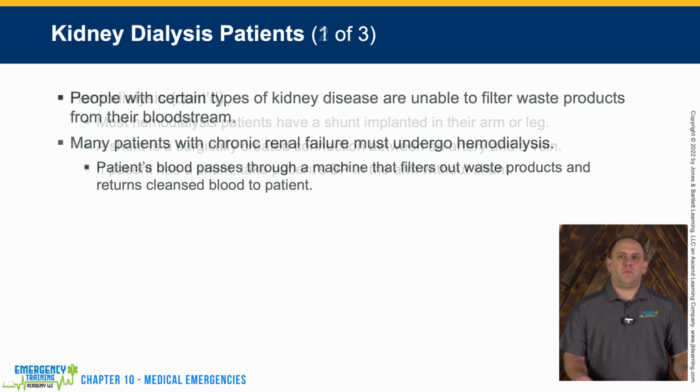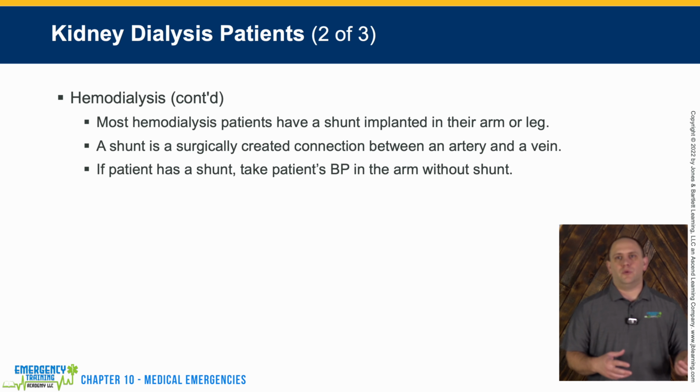Most of these patients who go through hemodialysis are going to have what's called a shunt implanted into their arm or leg. A shunt is a surgically created connection between the arteries and the veins. And the reason we need to pay attention to this is we need to ask our patients if they have anything, because if they do, then we need to not take a blood pressure on that limb.